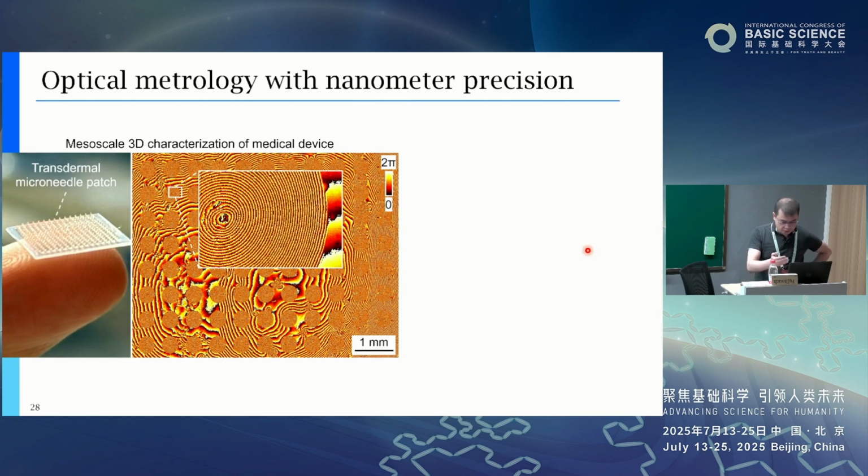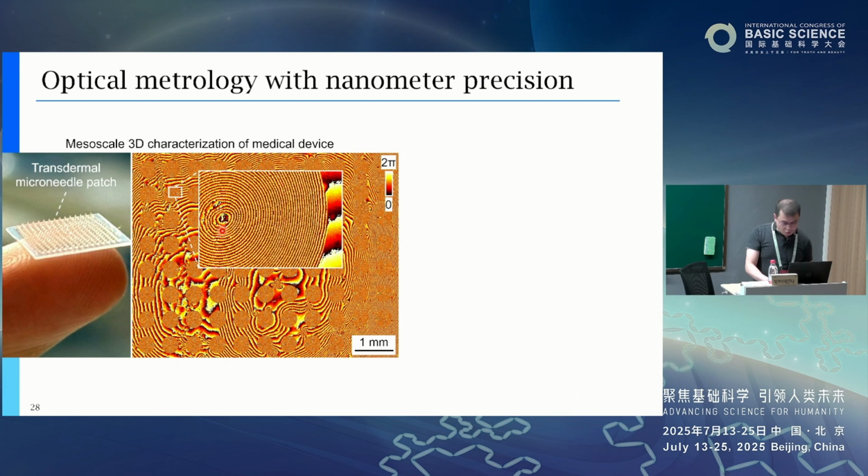Another commercial direction we are trying to target is optical metrology for medical devices. This is a transdermal microneedle patch. You can deliver vaccine with this patch without using a needle. There's a bunch of microneedles there, you just put this on your skin, and it will deliver the vaccine to your body. But in this case, we need to characterize the 3D shape of these microneedles, and it's not easy to do using the conventional optical microscope.